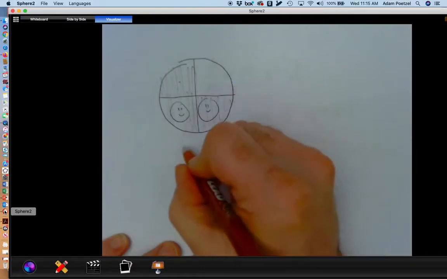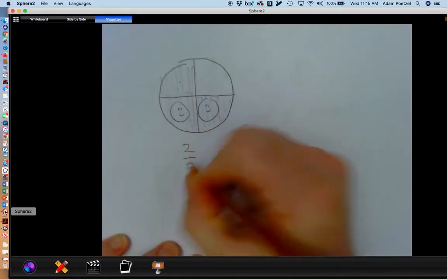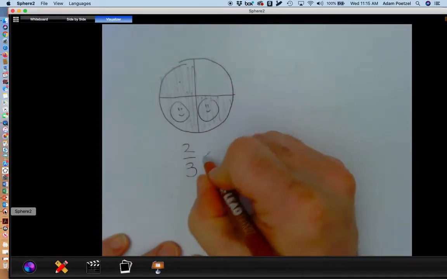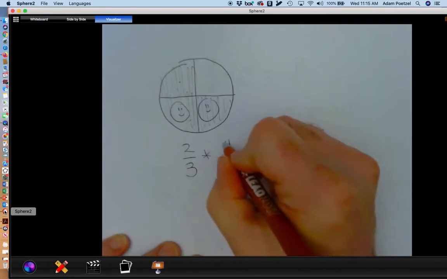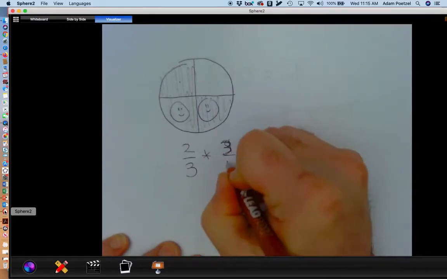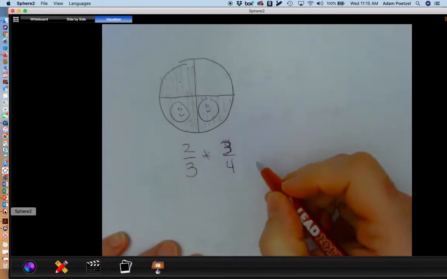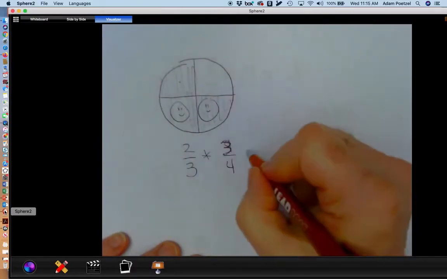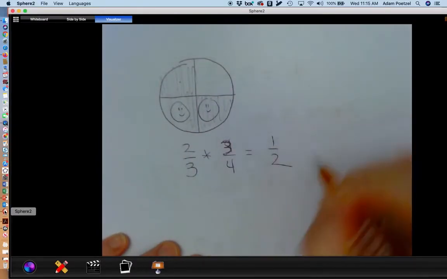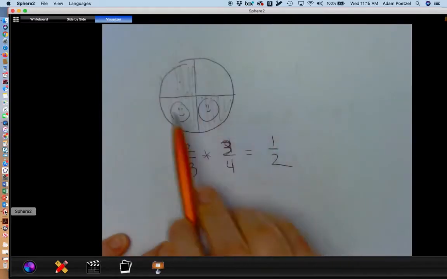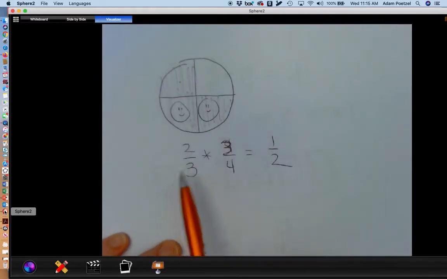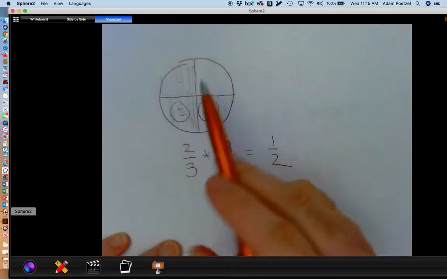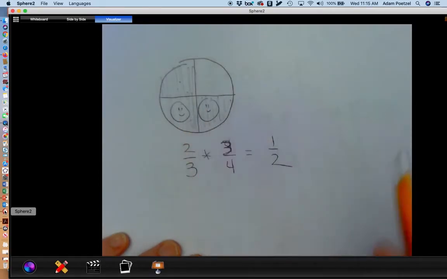And again, we see that what that looks like in an equation is that we were looking at 2/3 of the 3/4 of a pizza. And we see that when we do that, the answer should be half, which we'll see it is. But again, we're just starting with making sense of a situation. 2/3 of 3/4 of a pizza will be the same as 1/2 of the whole pizza.